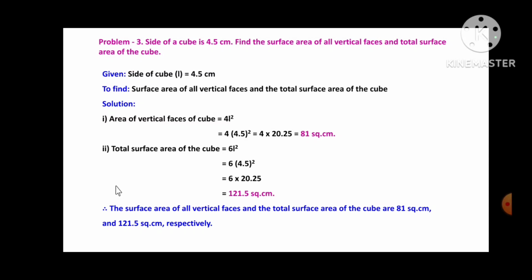Now friends, the total surface area is 6L square. So here it is 6 into 4.5 bracket raised to square, which will be equal to 6 into 20.25, that leads to 121.5 square centimeter. So the surface area of the vertical faces and that of the total surface area of the cube are 81 square centimeter and 121.5 square centimeter respectively.